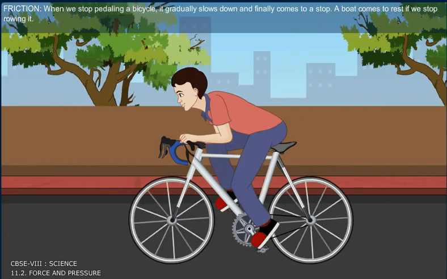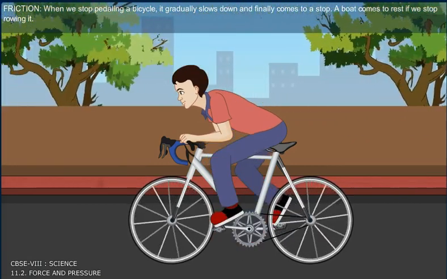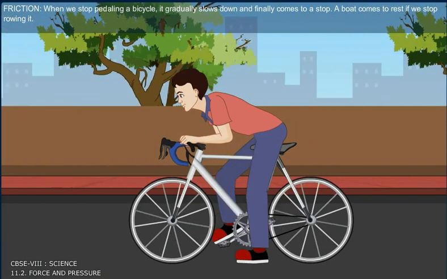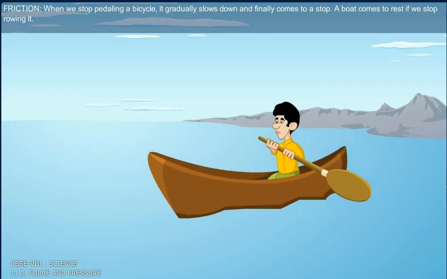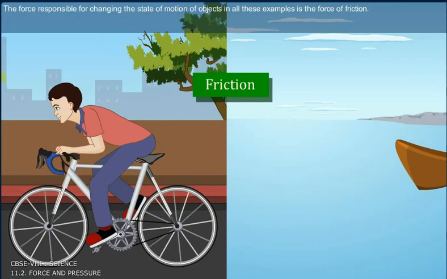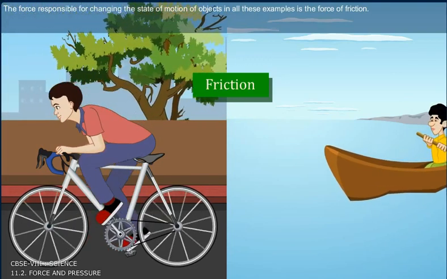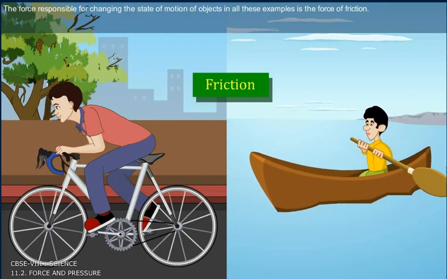Friction. When we stop pedaling a bicycle, it gradually slows down and finally comes to a stop. A boat comes to rest if we stop rowing it. The force responsible for changing the state of motion of the objects in all these examples is the force of friction.